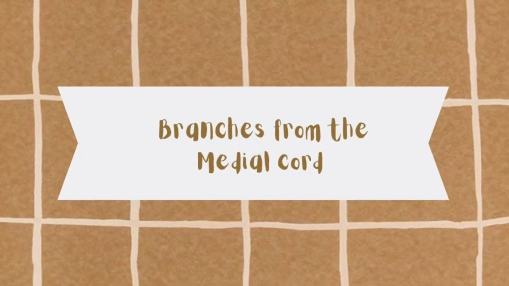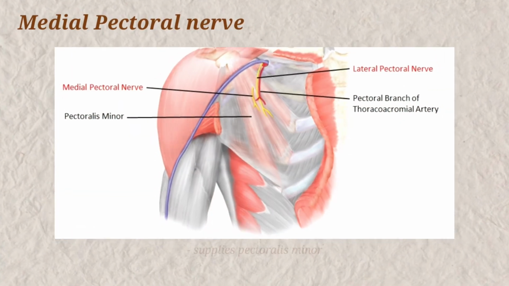Lastly, we tackle branches from the medial cord. First is the medial pectoral nerve from C8 and T1.